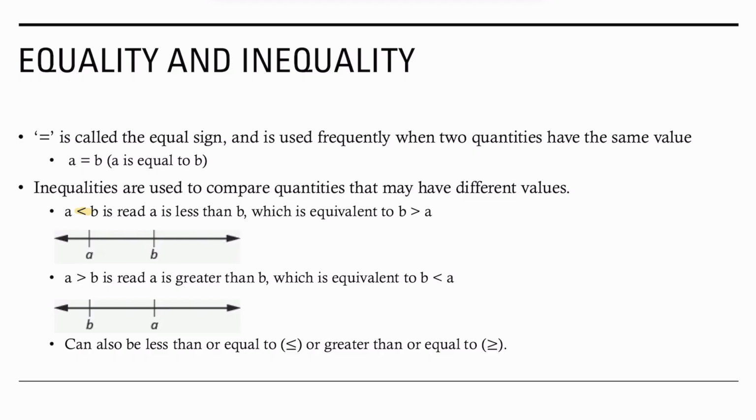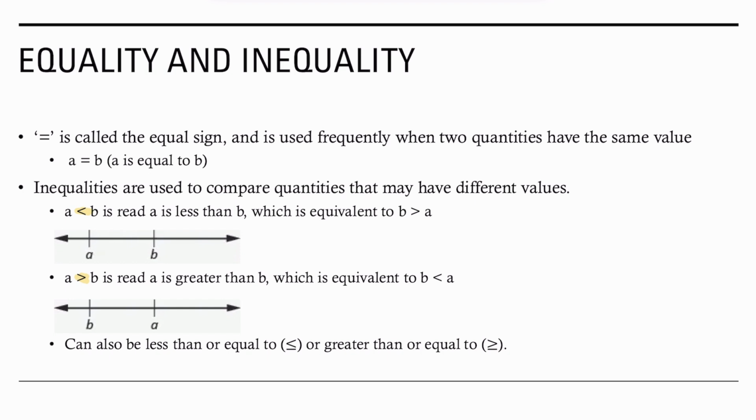And so the next example, we have the greater than symbol. So A is greater than B, which is the same thing as B is less than A. And so if you look at the number line in this example, if A is greater than B, we expect A to be further along the number line to the right. And so we can see that it is.